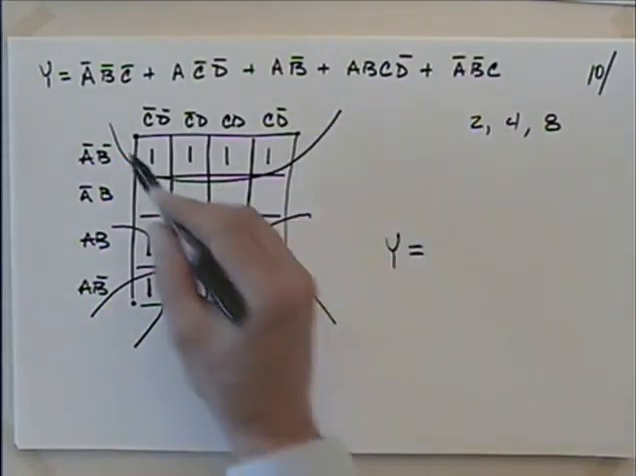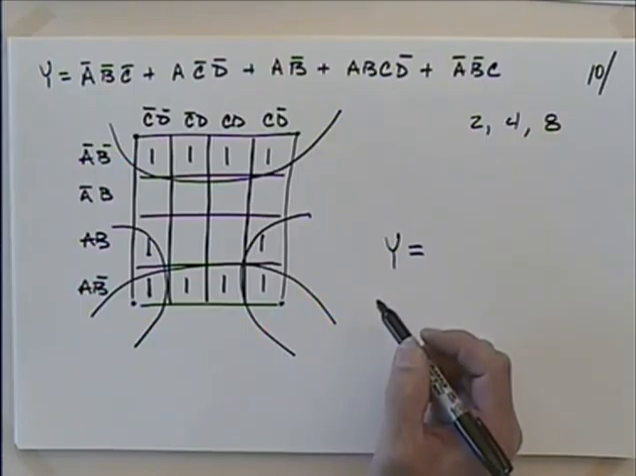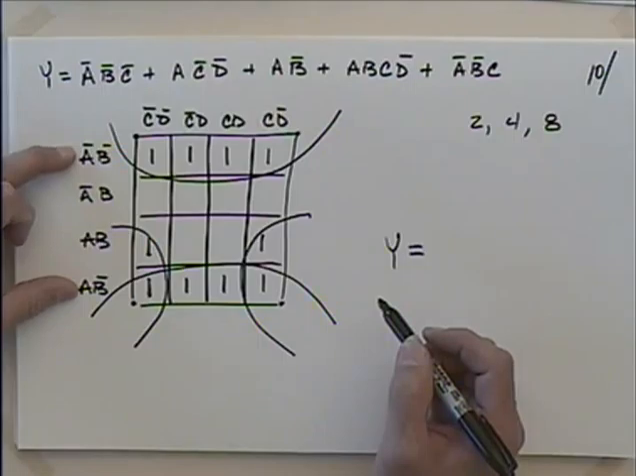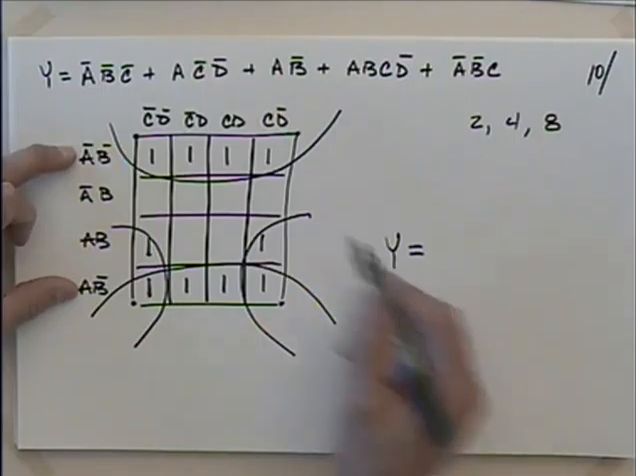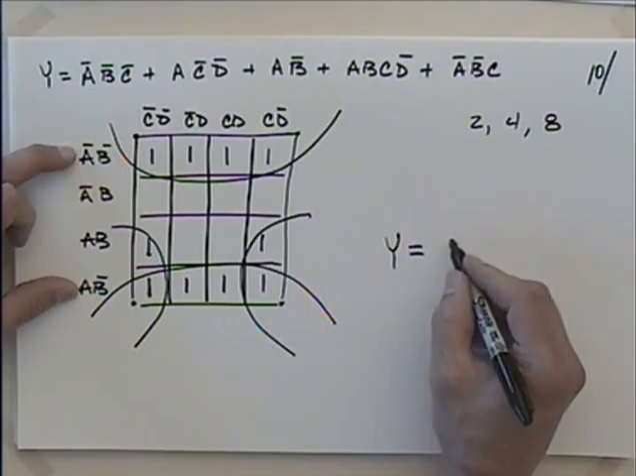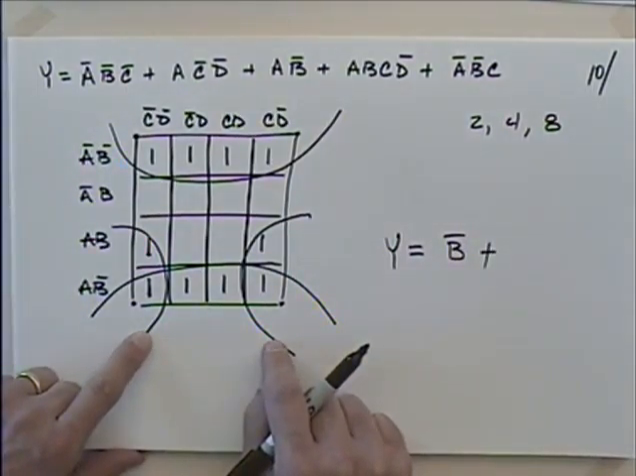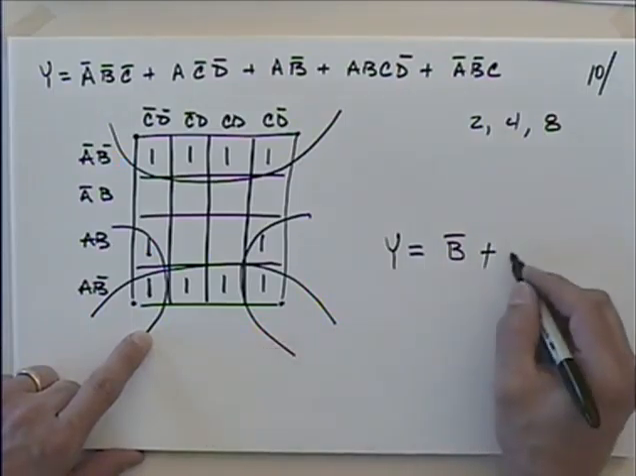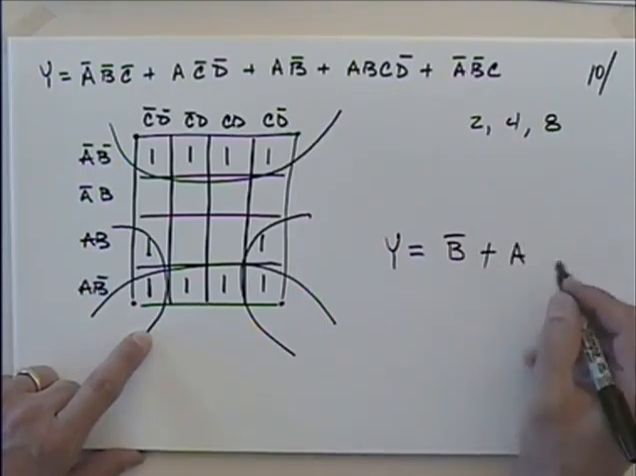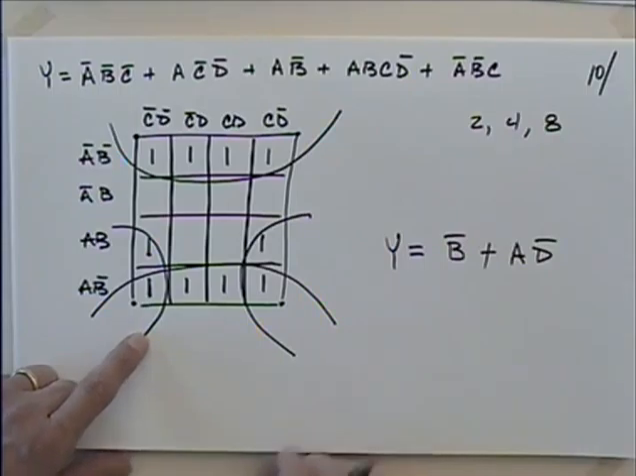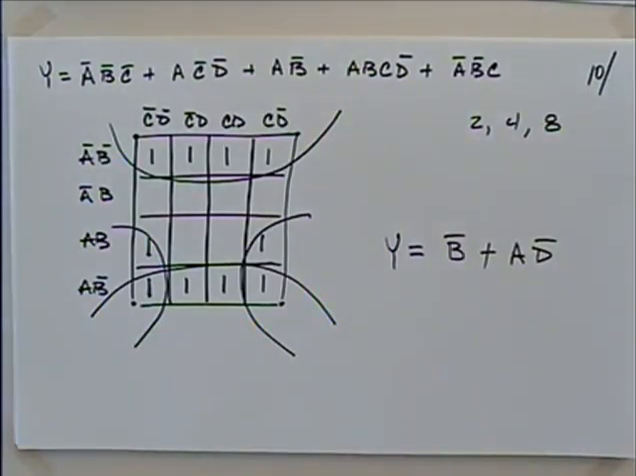What does the group of 8 tell me? Well, let's see. A doesn't matter. And C and D don't matter, so all I have is not B, right? And then what does this one down here in the lower part, the group of 4, tell me? A matters, and not D matters, right? So we got tremendous simplification on that one.